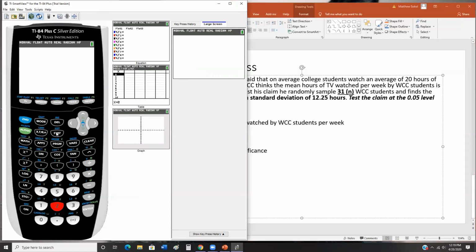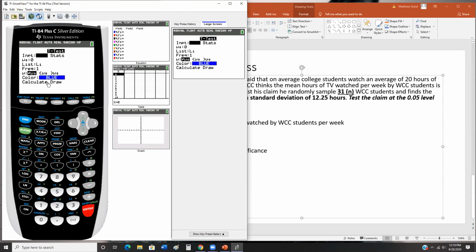So what you're going to do is press the stat button. You're going to scroll over till you see tests. And always, always, always, this is incredibly important, you want this thing called t-test right here. Option number 2. So you're going to scroll down to t-test, and you're going to hit enter.